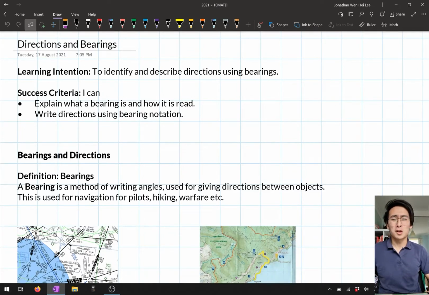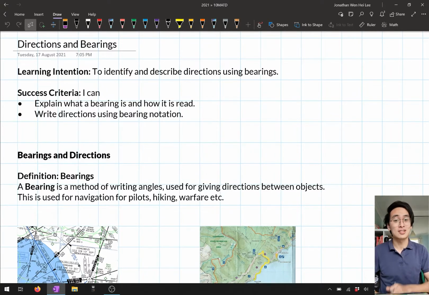In this video I'm actually going to be adding an extra bit onto our topic of trigonometry. We're going to be talking today about a thing called bearings, what they are used for and how they tell us direction. So in today's lesson that's what we're going to be focusing on.